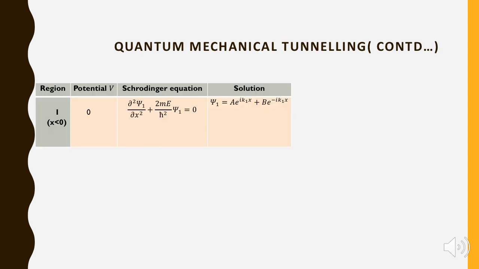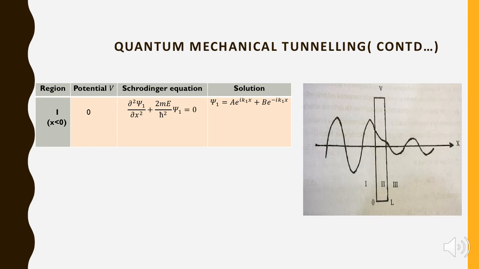In region 1, since capital V is equal to 0, the Schrodinger equation takes the form ∂²ψ1/∂x² + (2m/ħ²)Eψ1 = 0. It is not E minus V, it is just E. And the solution is of the form ψ1 = a e^(ik1x) + b e^(-ik1x).